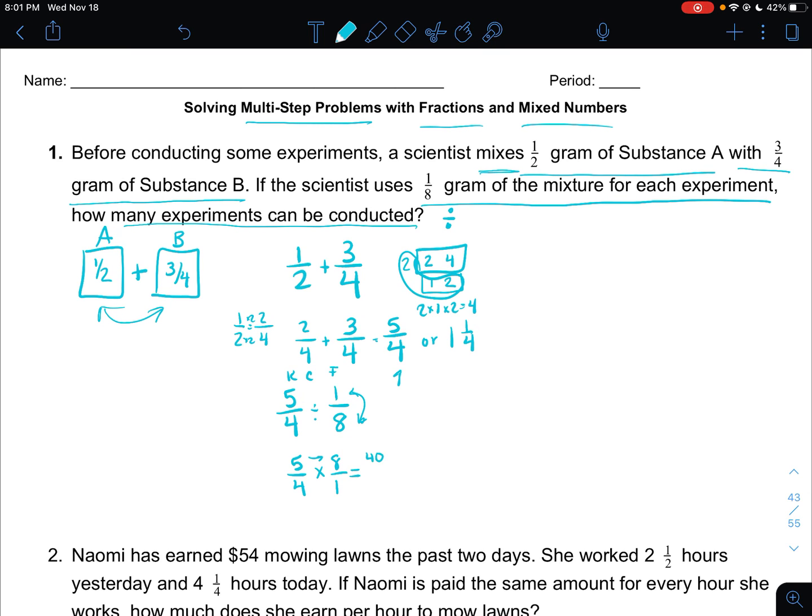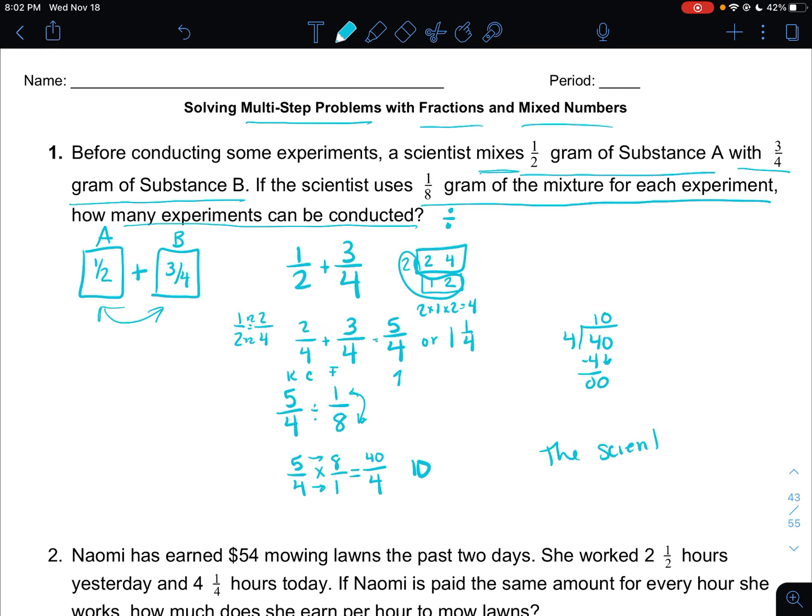And then we're just going to multiply across. 5 times 8 is 40. 4 times 1 is 4. So we have 40/4. To figure out the mixed number for 40/4, we have to know how many times 4 goes into 40. Or we could just do long division. 4 goes into 4 once. 1 times 4 is 4. Subtract, you get 0. Bring down the 0, goes in 0 times. So 40 divided by 4 is actually 10.